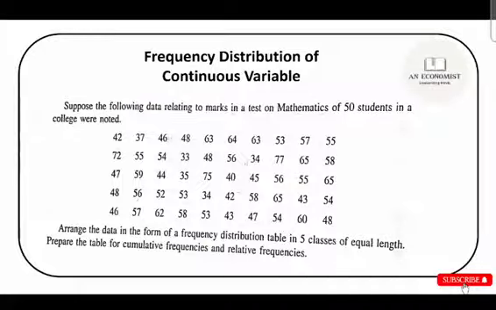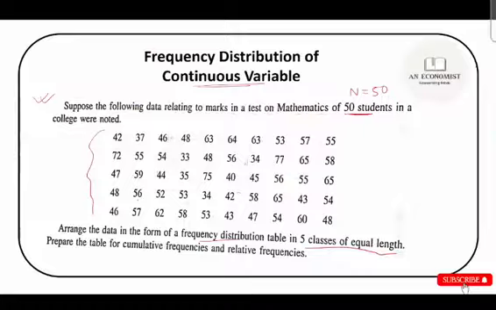Now we will move on to the frequency distribution of a continuous variable. And again, we'll take an example and see step by step how to do this. Suppose the following data relates to marks in a mathematics test of 50 students, so n is 50 here, in a college. So here you have the marks of 50 students. And our job is to arrange the data in the form of a frequency distribution table of 5 classes.